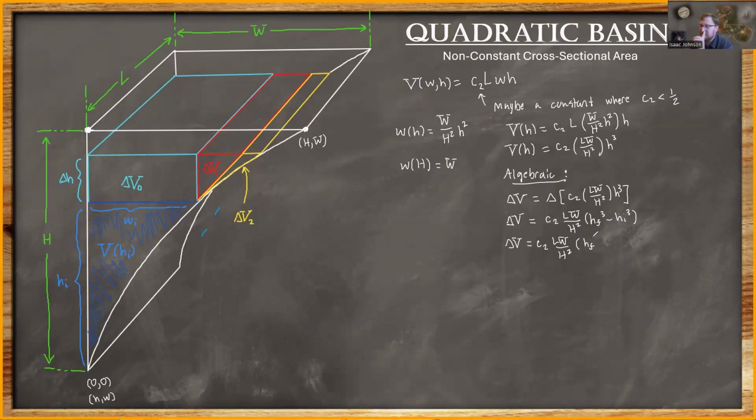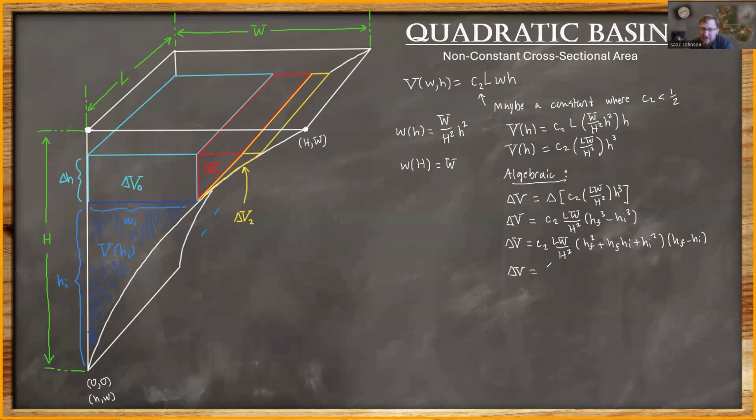For difference of cubes, and honestly, I'm not going to hold your feet to the flames, but a good homework assignment might be to draw a difference of two cubes and figure out what it would be geometrically. What it ends up being is h final squared plus h final times h initial plus h initial squared, and then times that delta h that we need to relate the volume change with the height change.